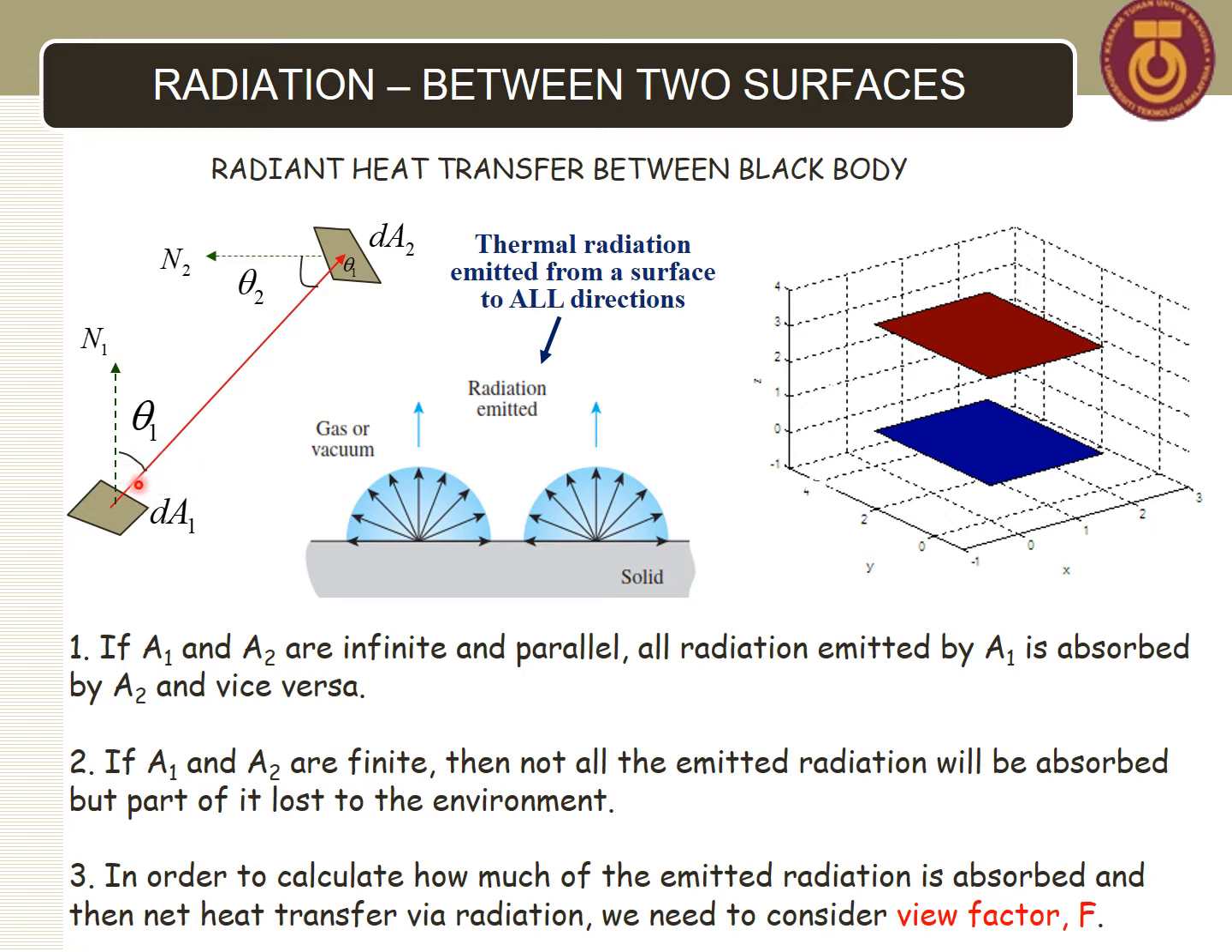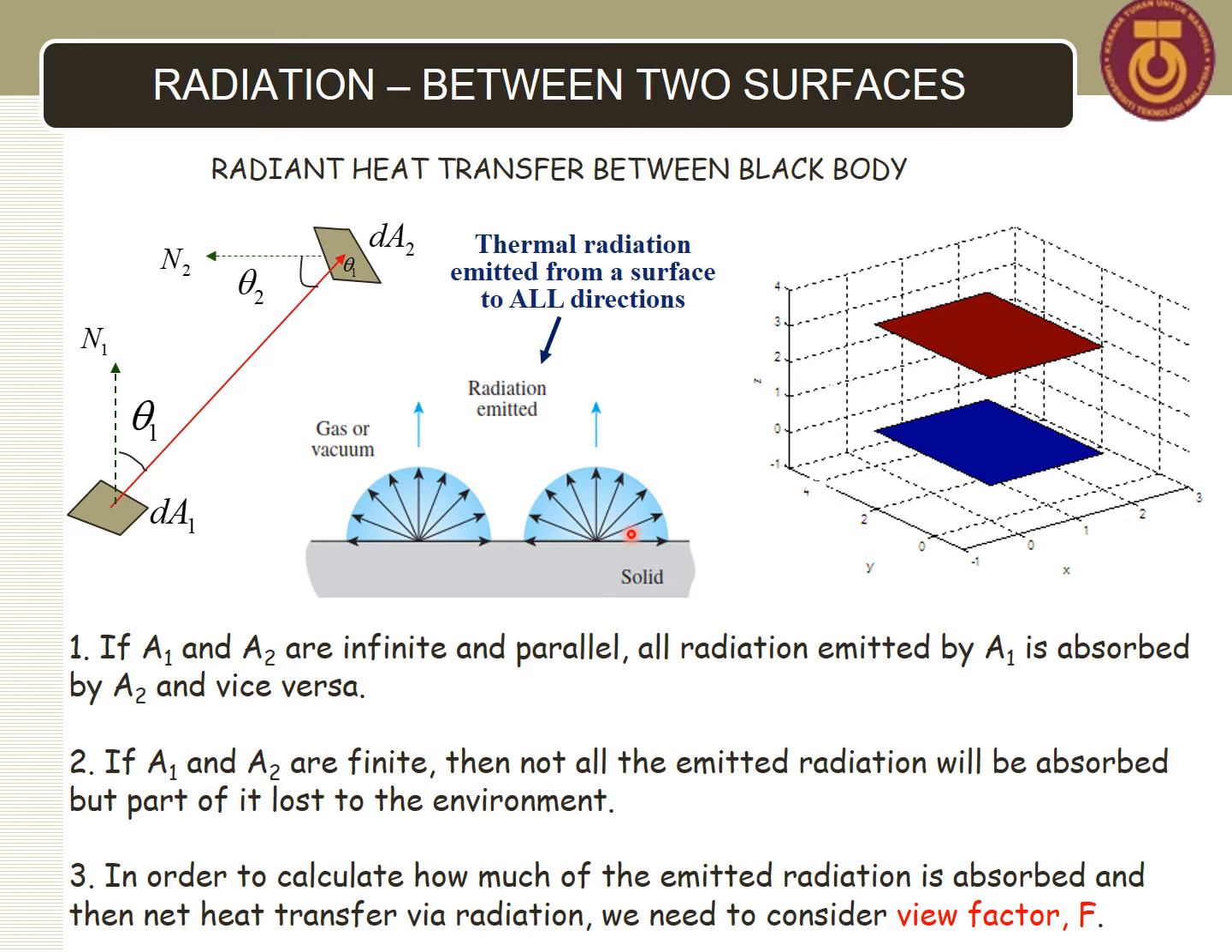But in radiation, in order to determine the heat transfer rate Q from surface 1 to surface 2, we need to determine the position effect, because the quantity of Q is determined by their position. So we need to determine how much radiation emitted by surface 1 will actually fall on surface 2. That's why we need to calculate this view factor, F.